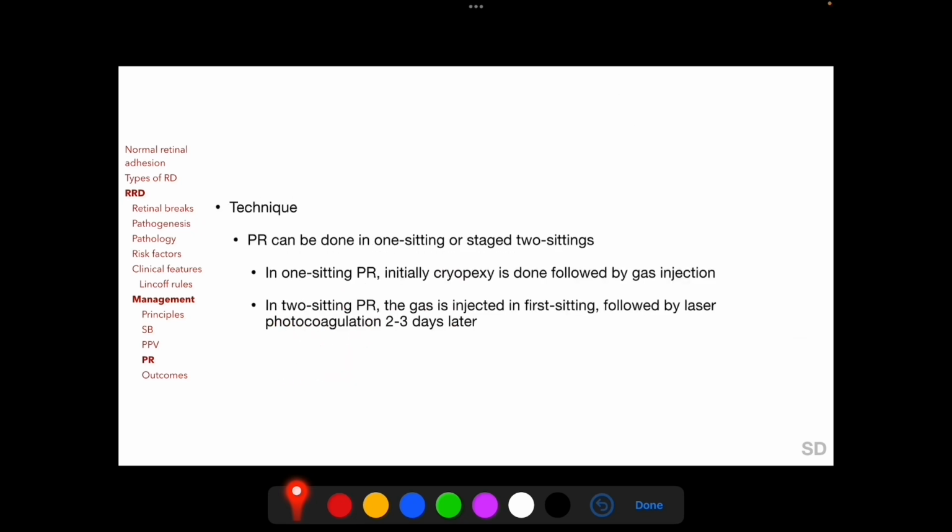PR can be done in one sitting or staged in 2 sittings. In one sitting PR, initially cryopexy is done followed by gas injection, and in 2 sitting PR, the gas is injected in the first sitting followed by laser photocoagulation 2 to 3 days later.